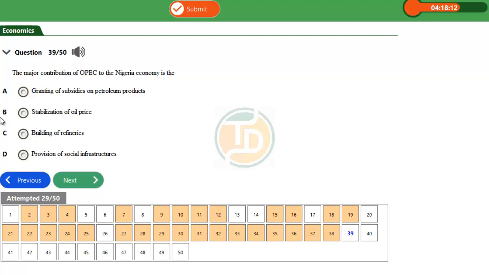The correct option is option B, stabilization of oil price. So the major reason why OPEC was established is to control the output of oil produced by member nations and also to stabilize the price of oil in the world market.